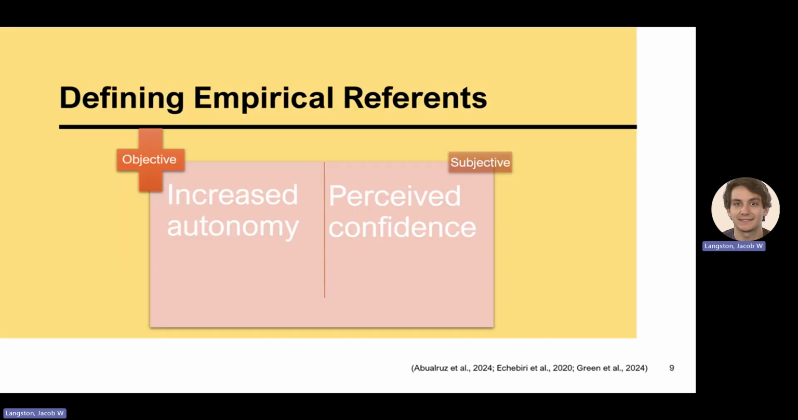Empirical referents are the observable measures that validate the concept of nurse empowerment. We'll first look at an objective measure, increased autonomy. Abu Al-Ruz et al. recognized that work performance is enhanced, and nurses have a higher level of engagement when they are psychologically empowered. Nurses become more involved in clinical decisions, they participate in leadership, and they are better able to implement evidence-based practices.